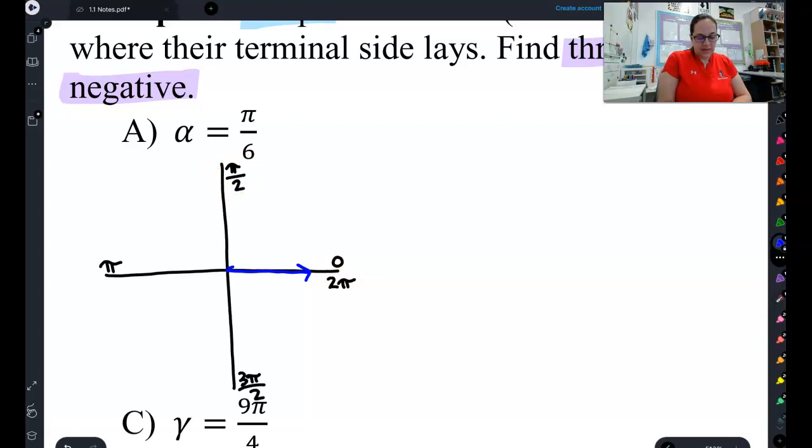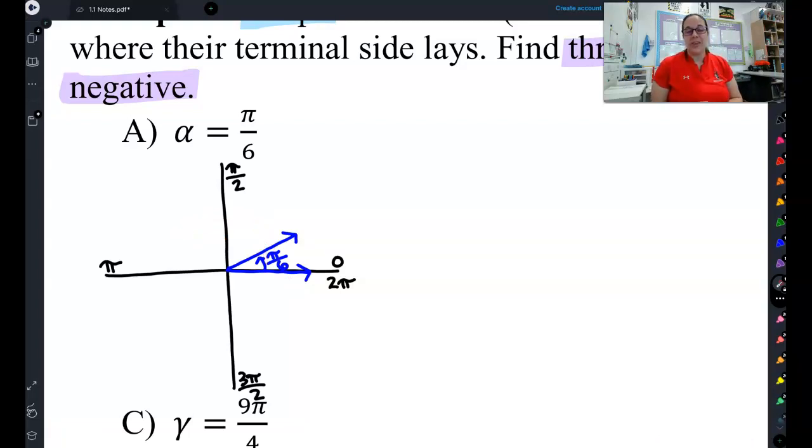So a 1/6 of an inch is very small. It'd be about right there. So that's where pi 6 would go. So then hopefully you can start to visualize this a little better. If I had 3 pi 4ths, where would 3/4 of an inch go? Well, that's more than half, but not quite 1 whole. So 3/4 of an inch would be about there. That would be 3 pi 4ths.